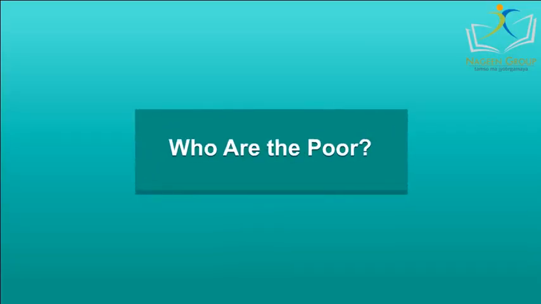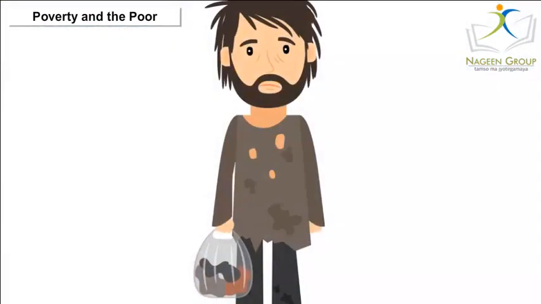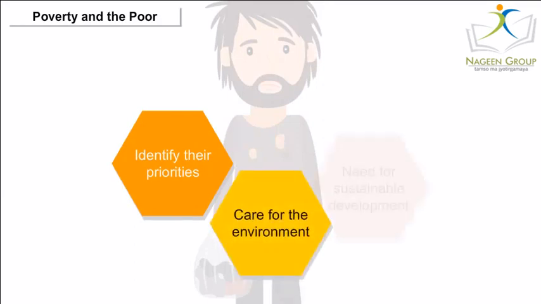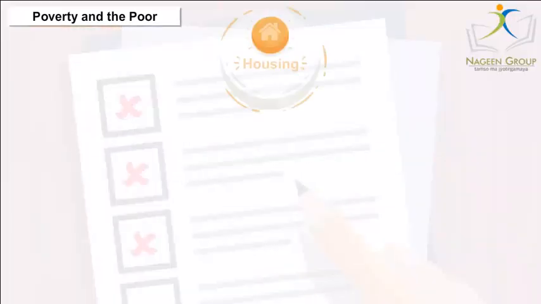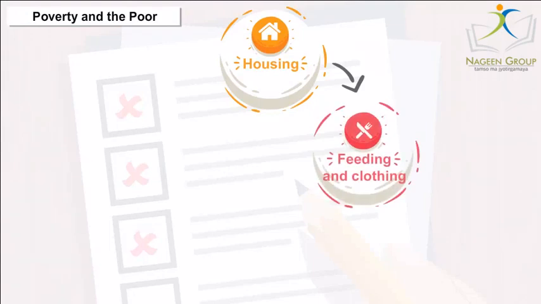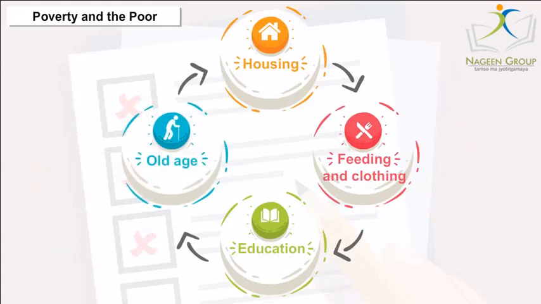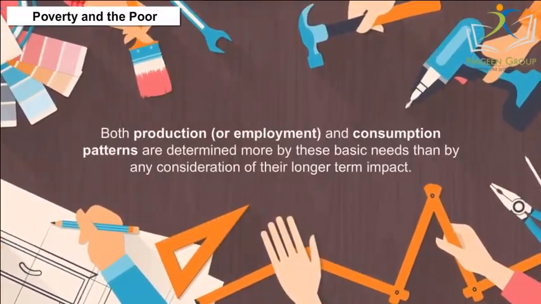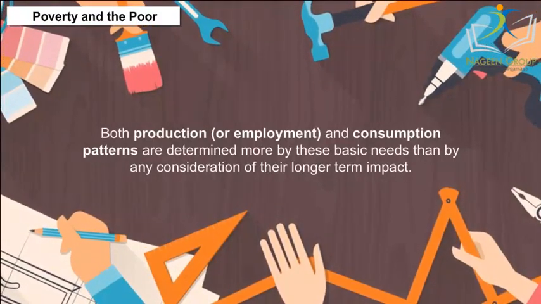Who are the poor? Poverty and the poor. When people living in poverty are asked to identify their priorities, care for the environment or the need for sustainable development are rarely at the top of their lists. Housing, feeding and clothing the family, education for their children, and care in their old age are much more significant concerns.